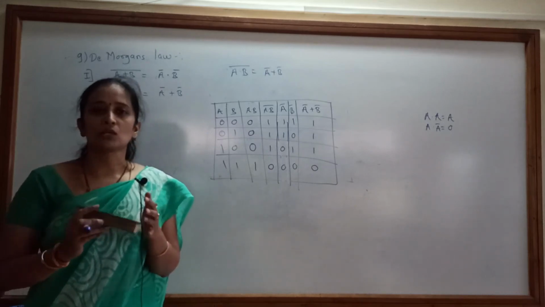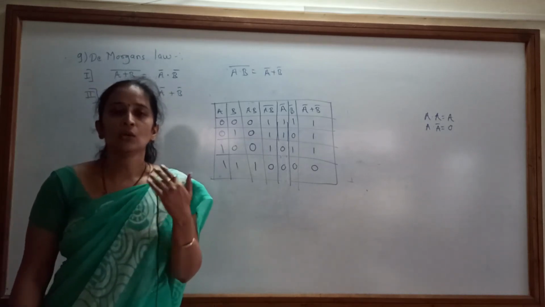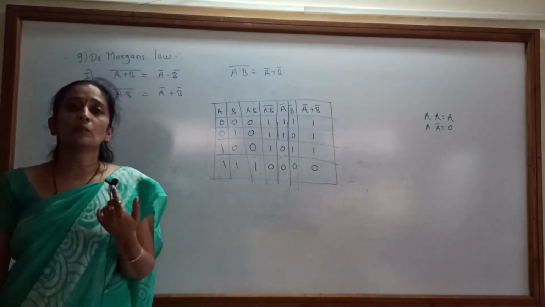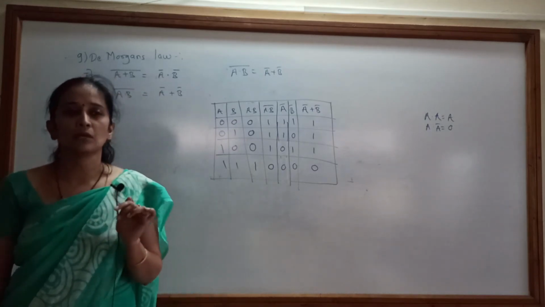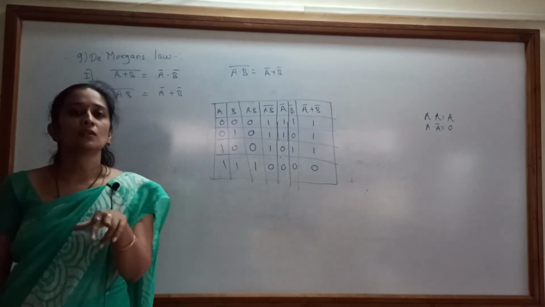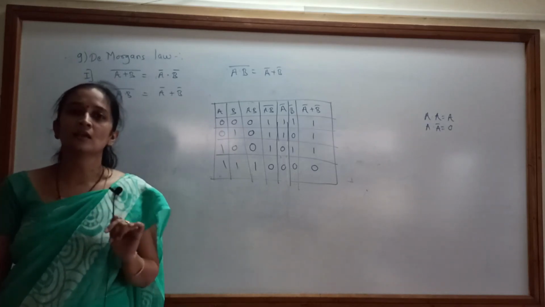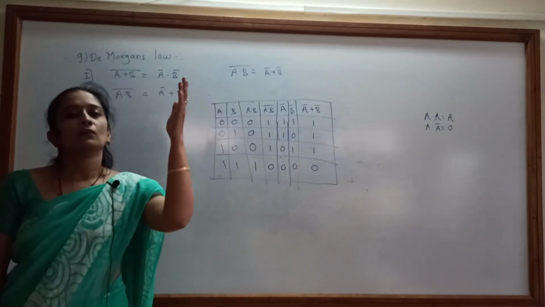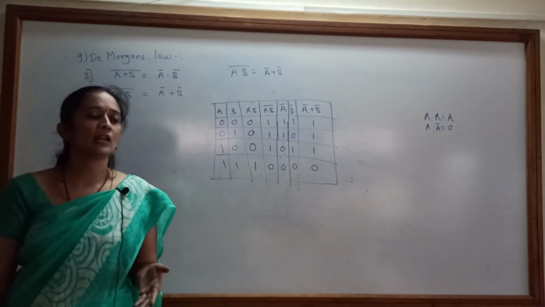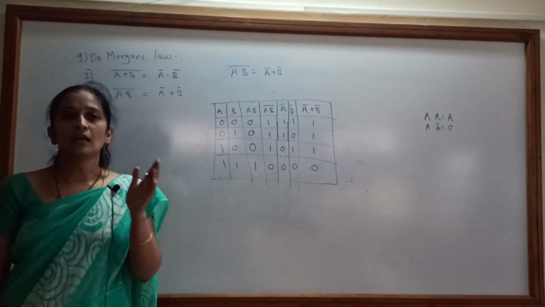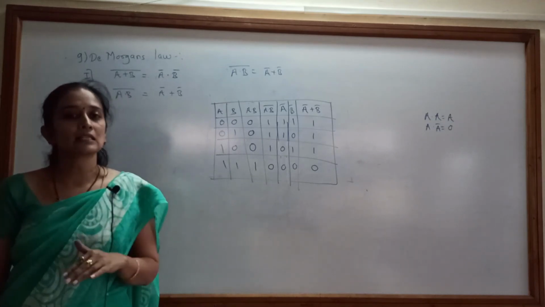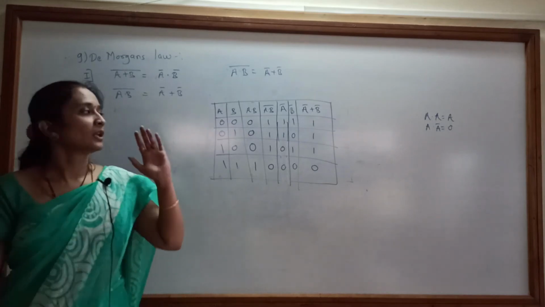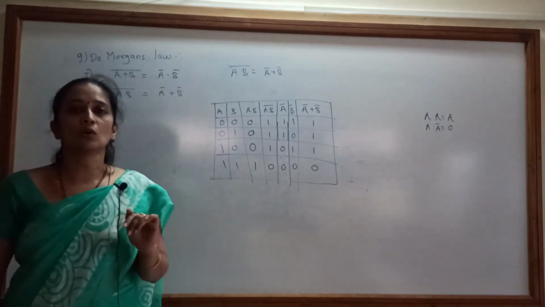First is complement. Complement of 0 is 1. Complement of 1 is 0. Double complement. Double complement of any number is the same number. Double complement of 0 is 0. Double complement of 1 is 1. Third is AND gate. For AND gate, we have taken the truth table and how it will work. Next is OR gate. Then associative law, distributive law, commutative law, and De Morgan's law.